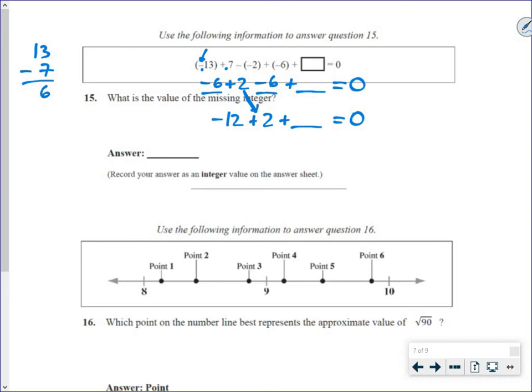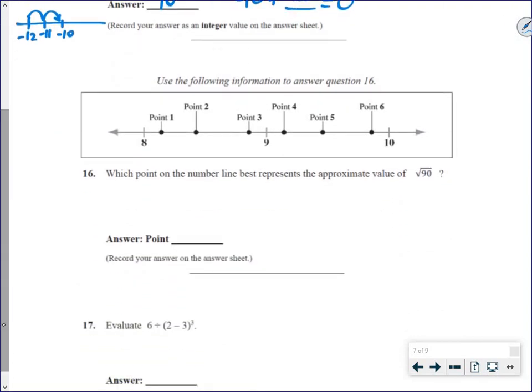Negative 12 plus 2. So if you think about a number line, negative 12 is here. If we're adding 2, we're going 2 to the right. So that's negative 11, negative 10. So negative 10 plus something equals 0. What's that something got to be? Positive 10.